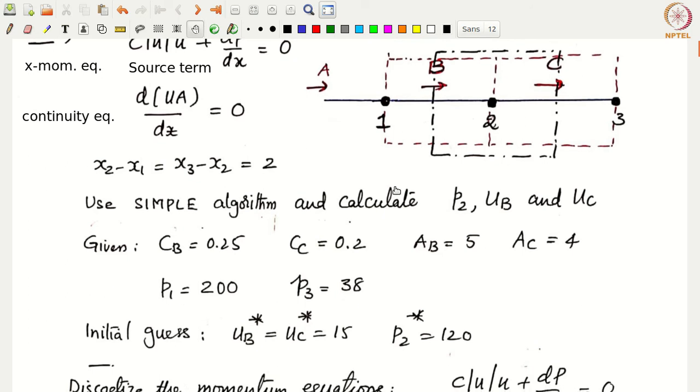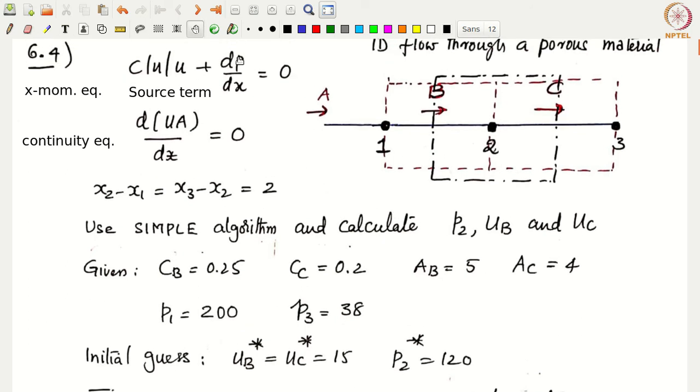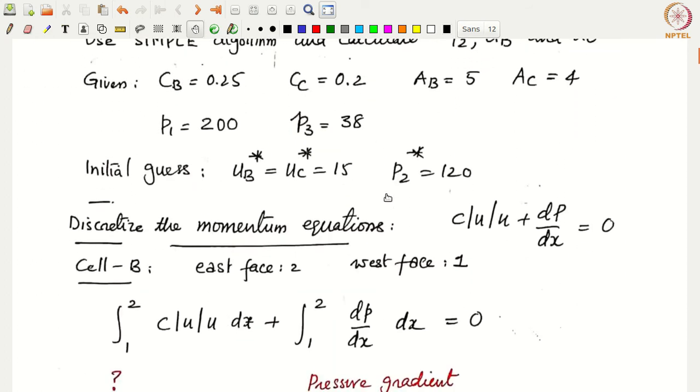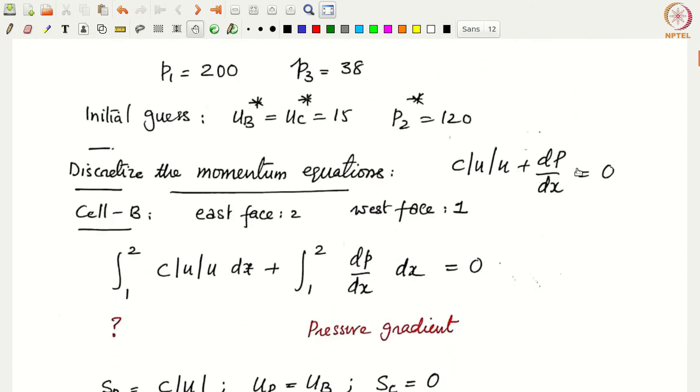Okay, all right, then let's get started with discretizing the momentum equation on the cells B and C. And thereafter we will look at discretizing the continuity equation on cell 2. So the momentum equation is basically C mod u plus dp dx equals 0.